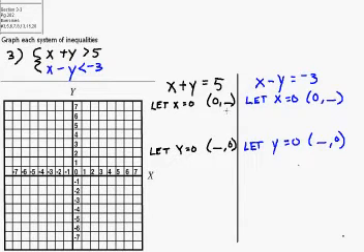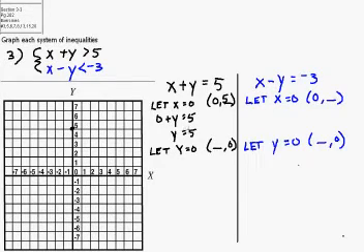So we're going to set the first inequality to an equation, x plus y equals 5. First we'll let x be equal to 0. So at this point, this becomes 0 plus y equals 5, or y equals 5. So this ordered pair is 0, 5. Let's graph that. 0, 5 would be right here.